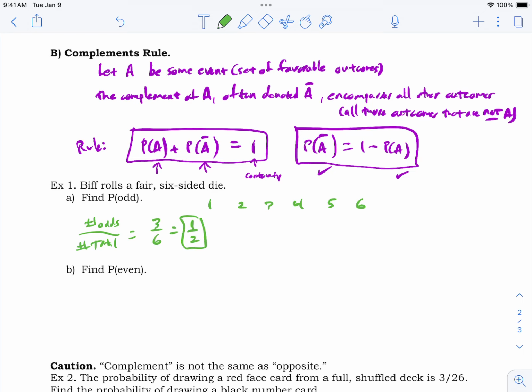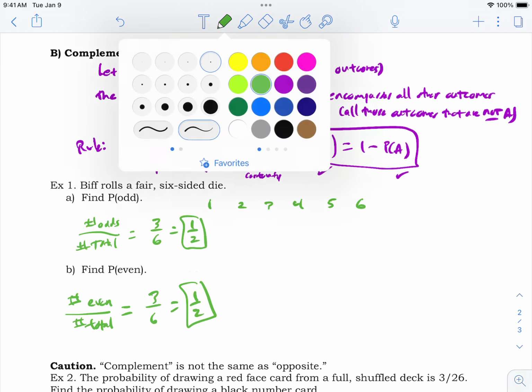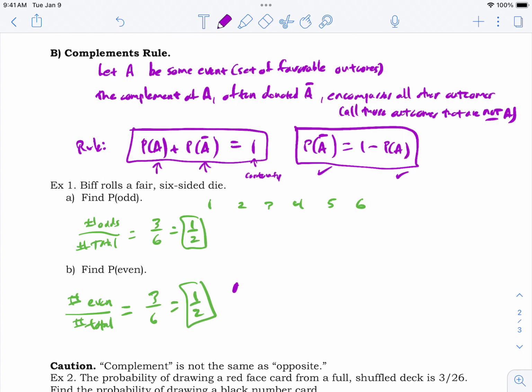Find the probability you get an even number. Well, of course, in this simple example, you could just do it directly and count the number of even outcomes divided by the total. And the evens are 2, 4, 6. So you get 3 evens out of 6, which is also 1/2. Now these are the complements of each other, which is why 1/2 plus 1/2 equals 1, which is why that's working.